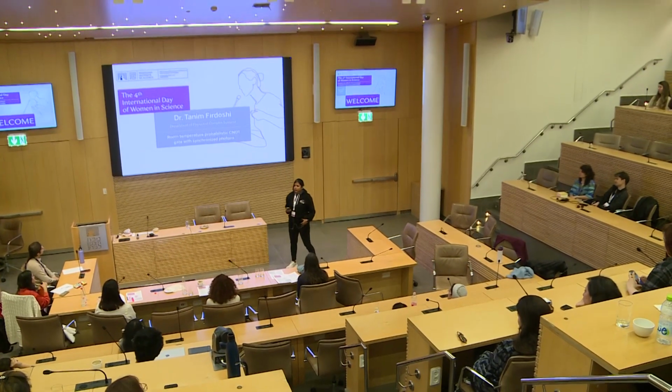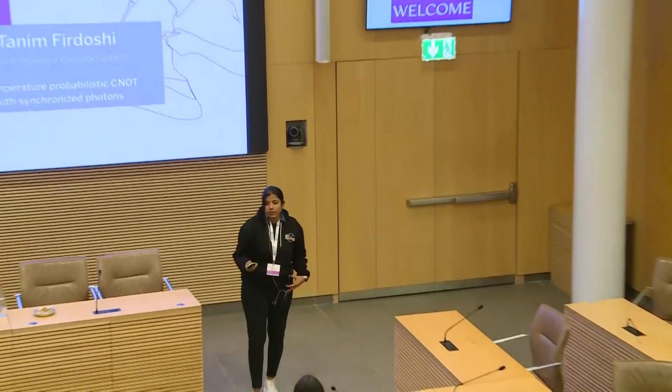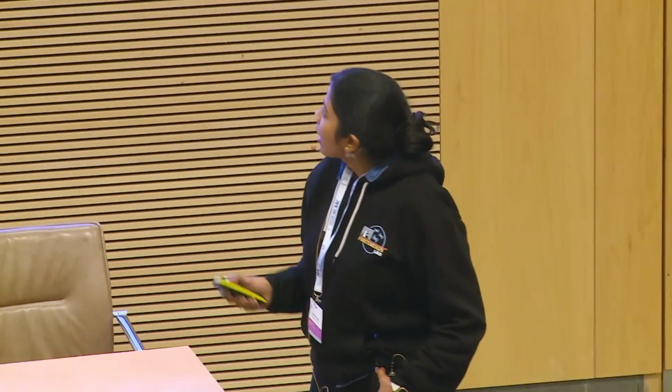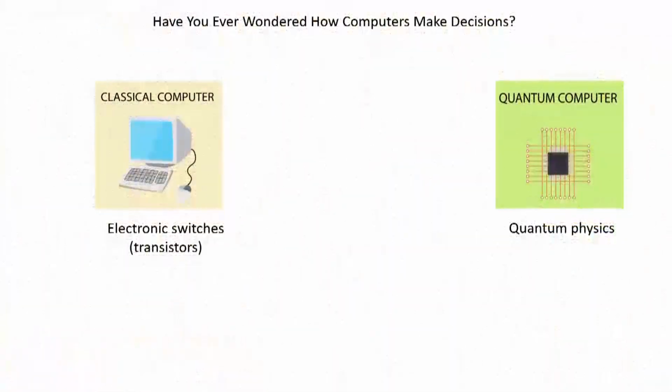In simple terms, what we are doing is quantum computation using photons. Have you ever wondered how computers make decisions? The classical computers use electronic switches, which are called transistors. The quantum computers, whereas, operate on the laws of quantum physics.